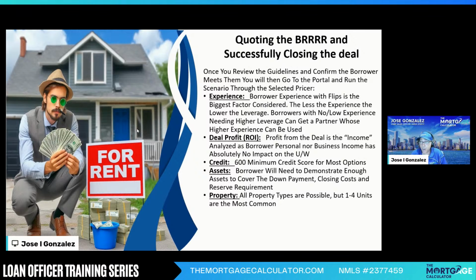But final points to note here: experience, right? The borrower's experience with flips is the biggest factor considered. The less the experience, the lower the leverage. In other words, the lower the loan to cost on the deal. They may require 30% down at closing of the purchase instead of 10% down at closing. The ROI, you heard me mention that. The profit from the deal, the income analyzed as personal income or business income for the borrower, has absolutely no impact on underwriting. 600 minimum credit score for most of these options.